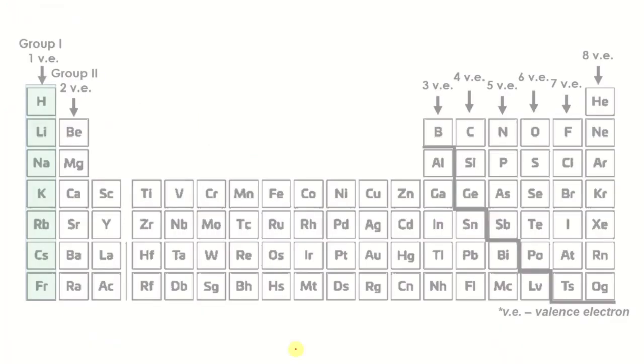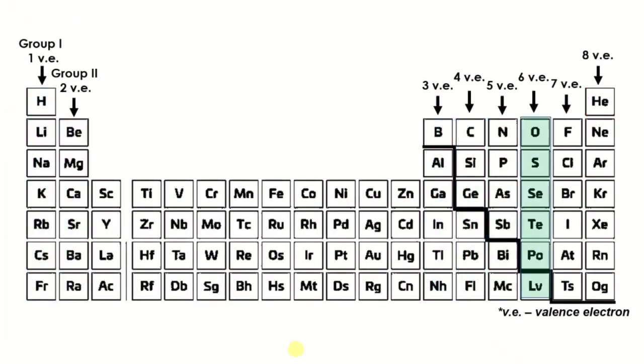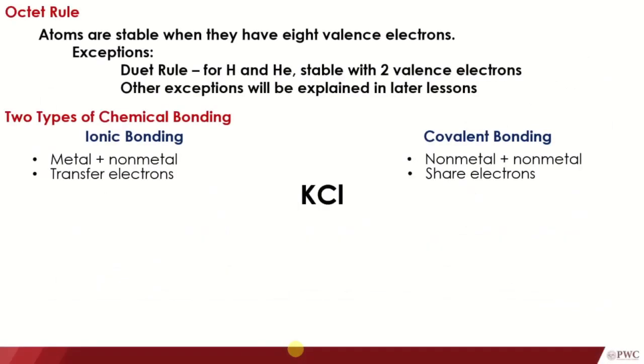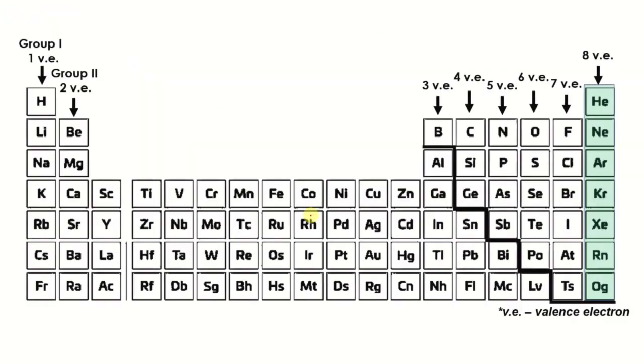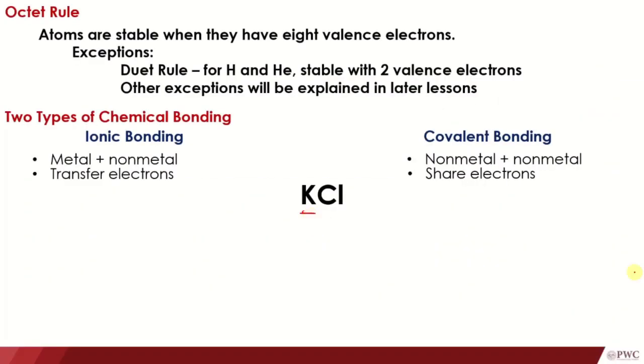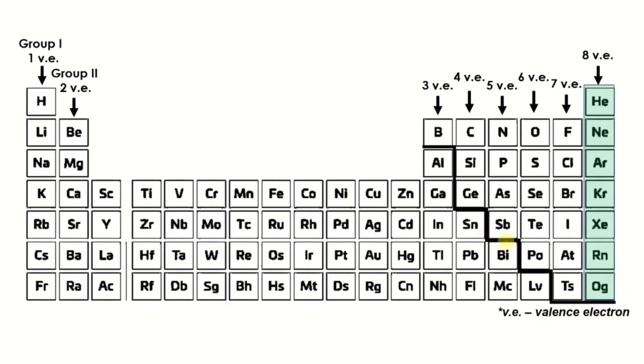Okay, let's have another example. Let's skip this one. Let's have KCl. So first, I need to know whether it's ionic or a covalent compound. Again, it's based on the nature of the element, whether it's metal or a non-metal. So in this case, potassium, if I check that on the table of elements, that's K.